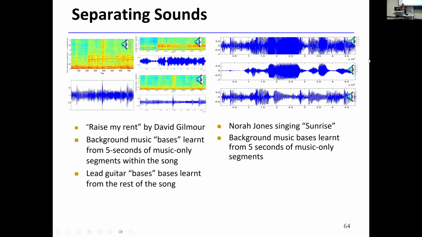So again, you can use the initial portion of the recording to get your background bases, the mixed recording itself to get the melody bases as well, and perform your separation. Again, the math is simple.